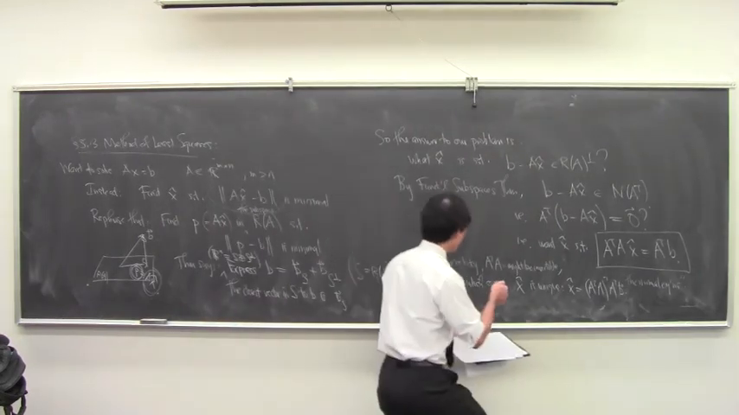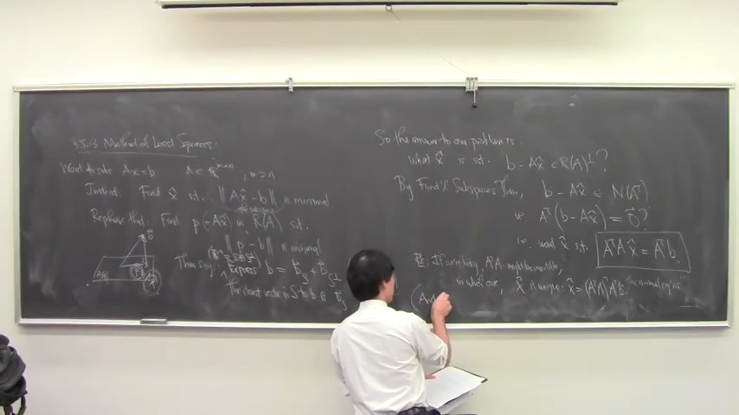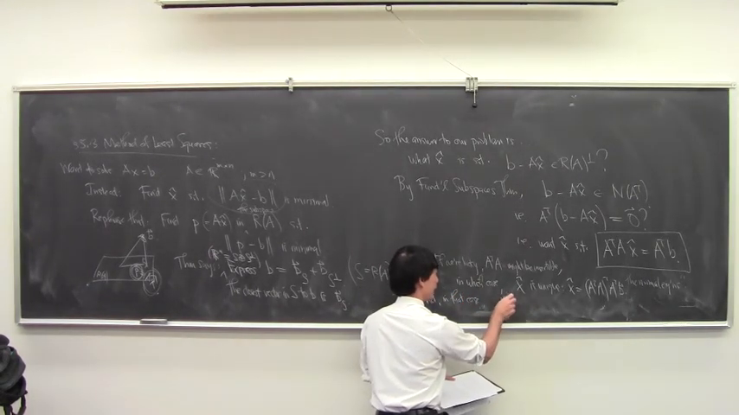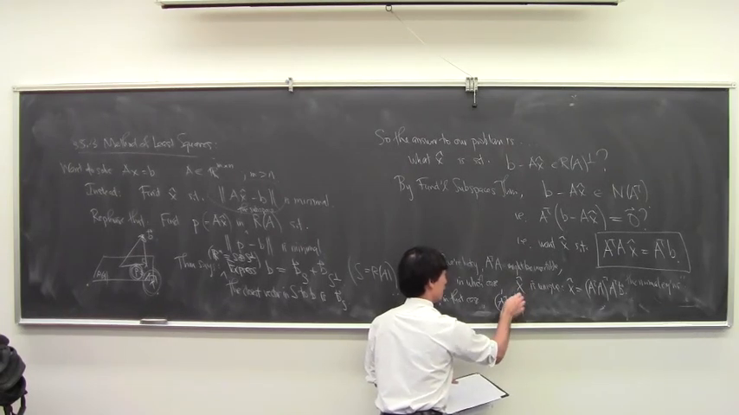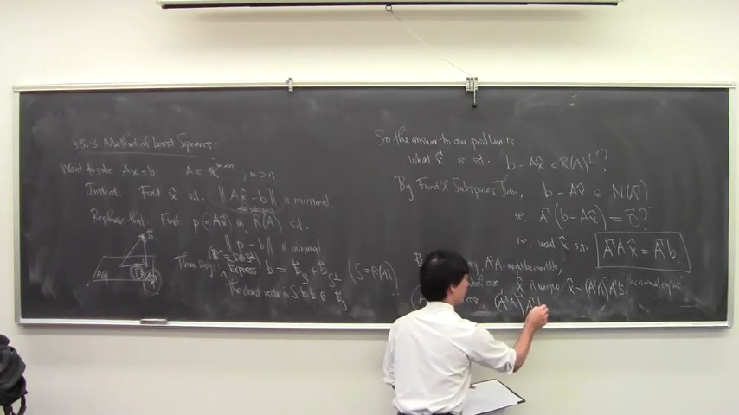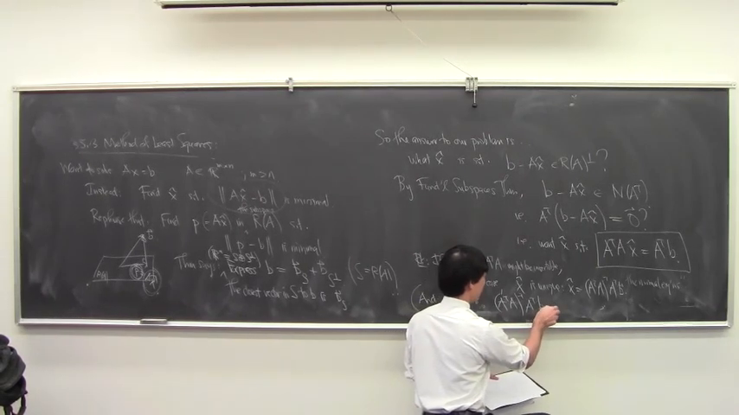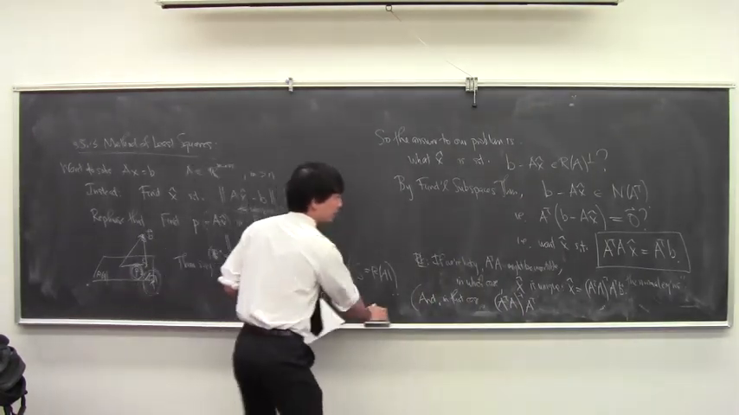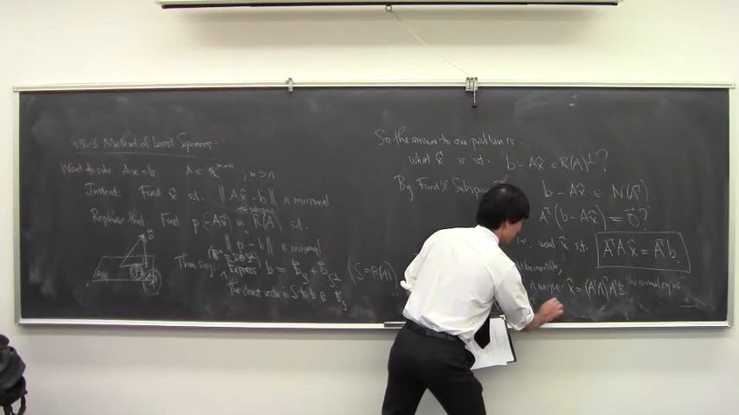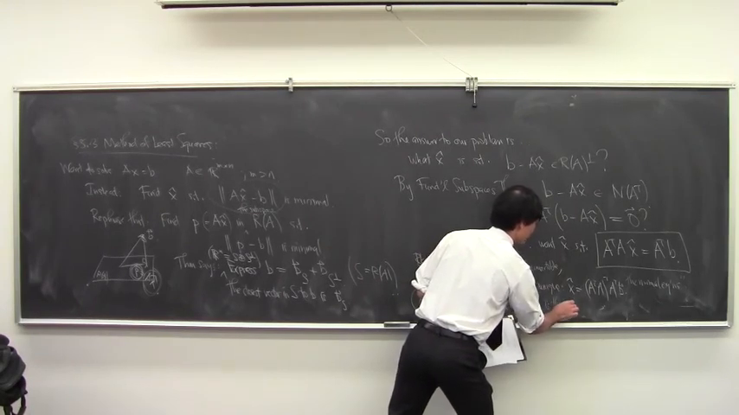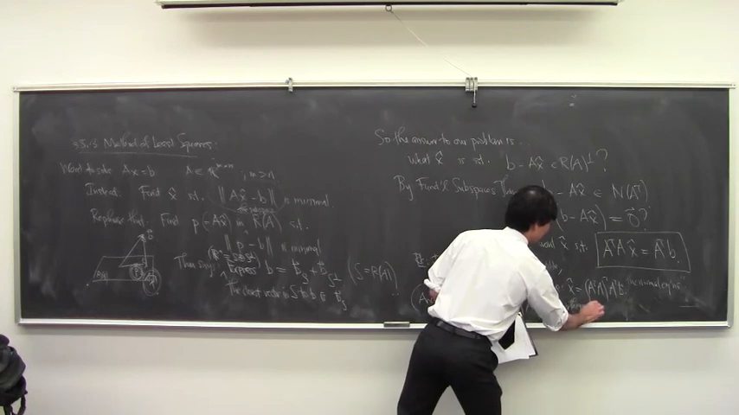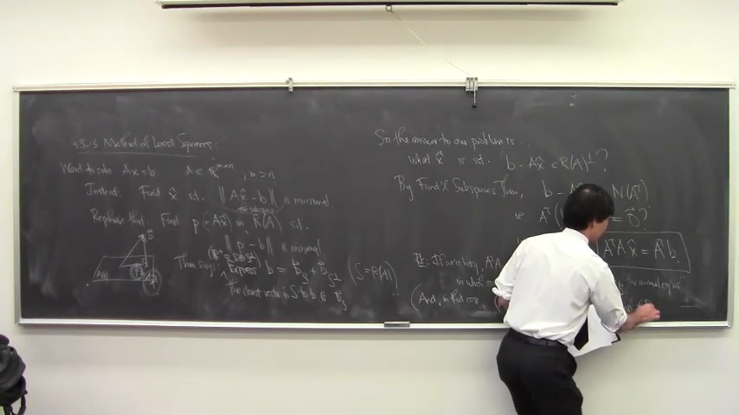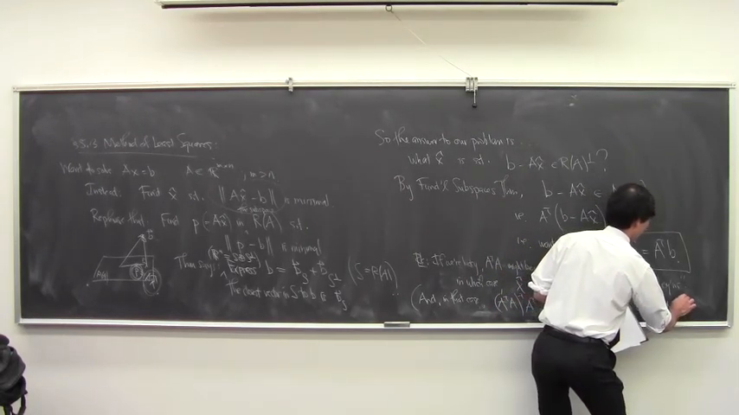Okay. And in that case, this map, (A^T A) inverse A^T, is the orthogonal projection map of R^n onto the range of A.